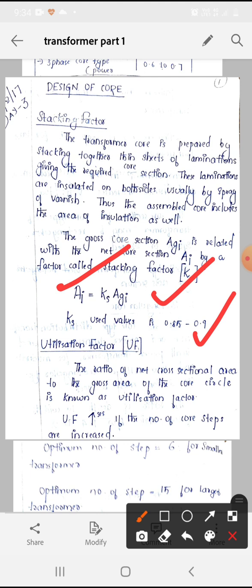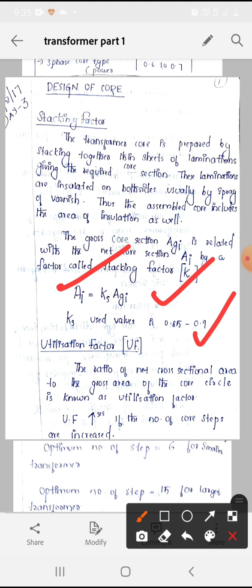So it is stacking together thin sheets of lamination giving the required core section, and also these laminations are insulated on both sides. We have seen everything in TELC. Okay, so that is stacking factor.